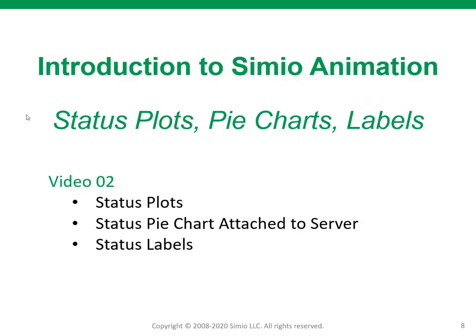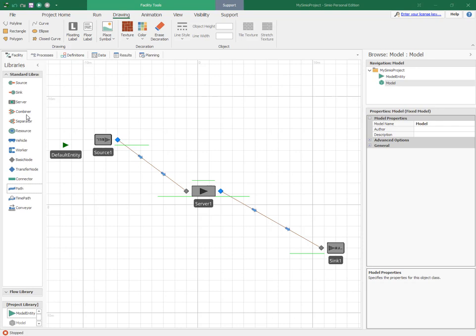This is the second video in the Introduction to Simio Animation module, and in this video we'll talk about status plots, pie charts, and labels, and we're going to give examples of these different components using the same model that we used in the last video. So if you didn't watch the previous video, it's just a simple source, server, sink with all of the default values, and then we added an entity instance also.